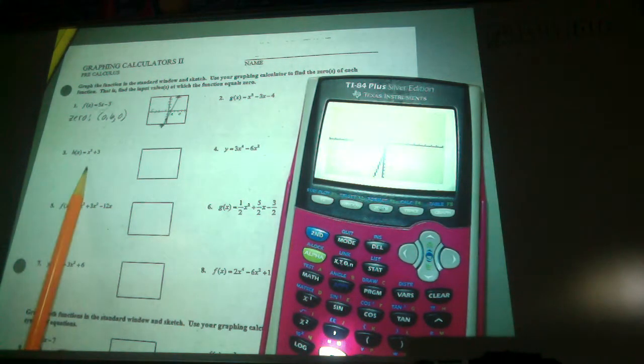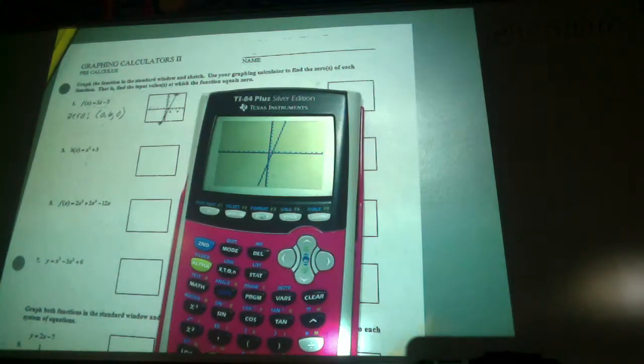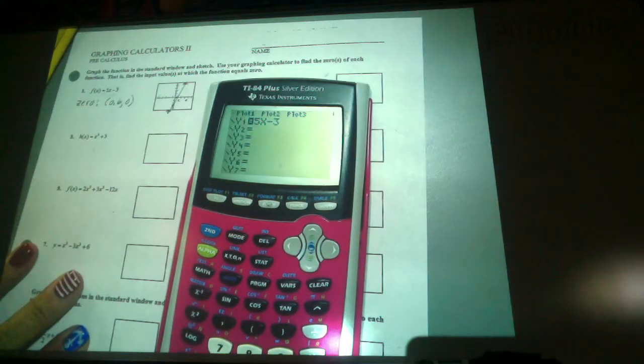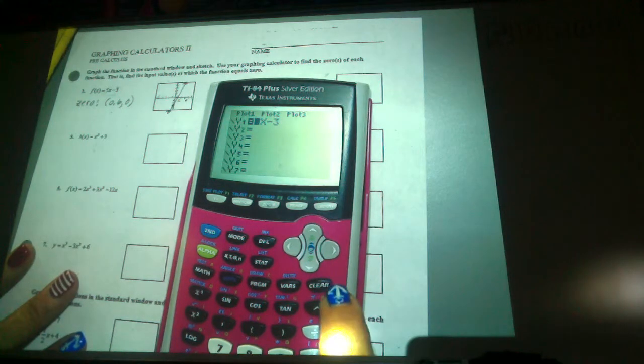Alright, so now we're going to put in number 3. So you want to go back to the y equals menu, and you want to clear that out. So just hit this clear button, which is below your cursors. So hit clear, and it should be completely gone.